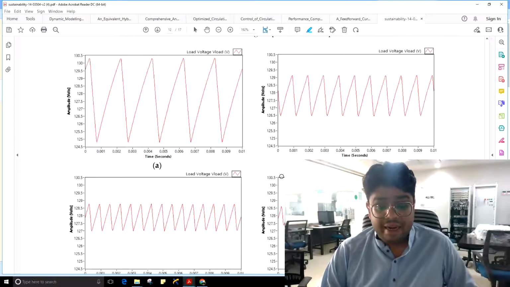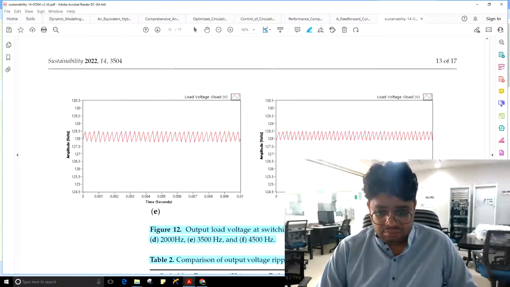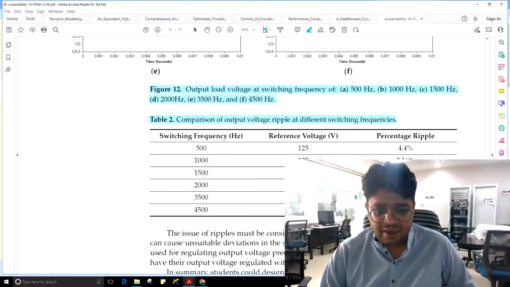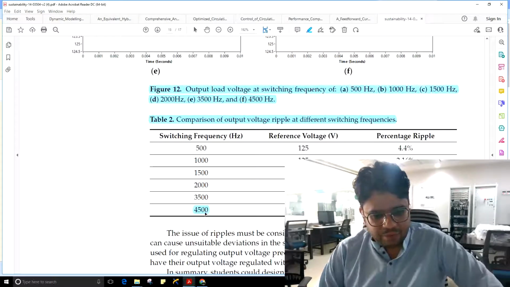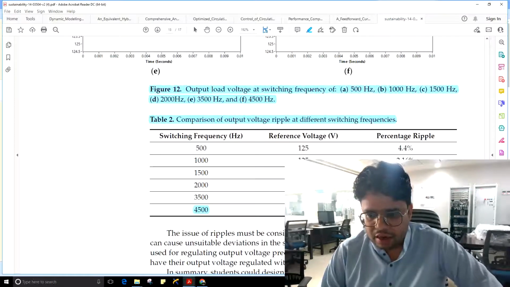And then they can test their converter under different switching frequencies. Like in this case, switching frequencies are increased. Increasing the switching frequency certainly reduces the ripple voltage, as seen in the table. The ripple voltage is certainly decreased when the switching frequency is increased. As in the case of 4500, we have only 0.32% ripple.